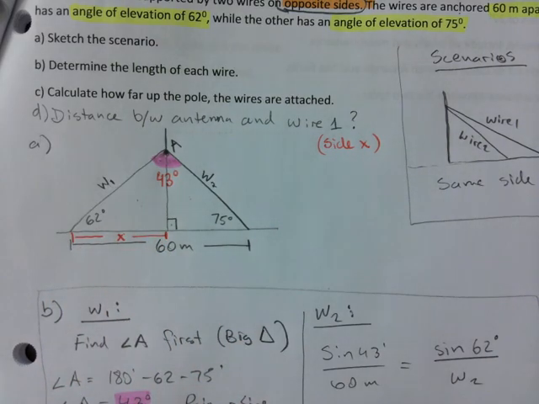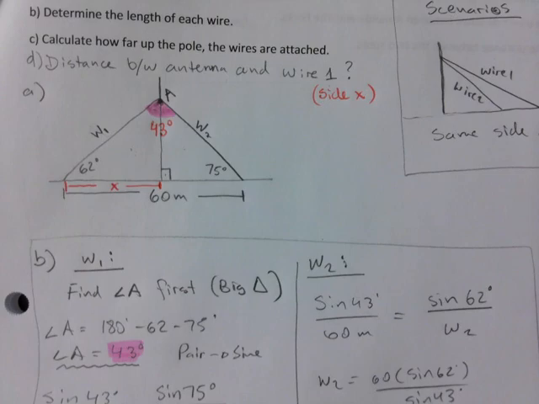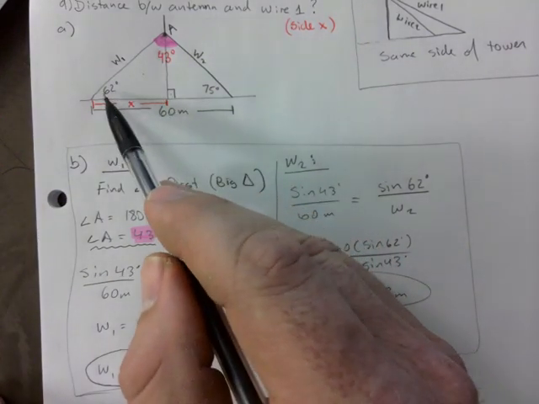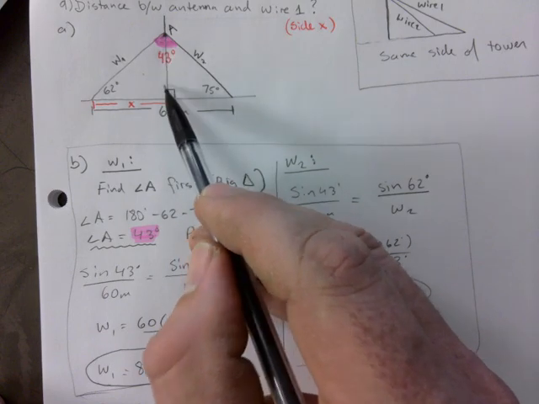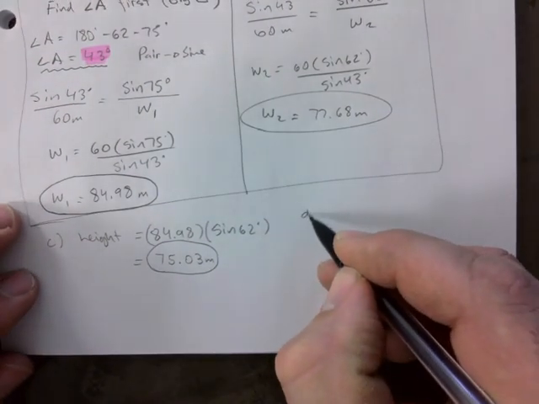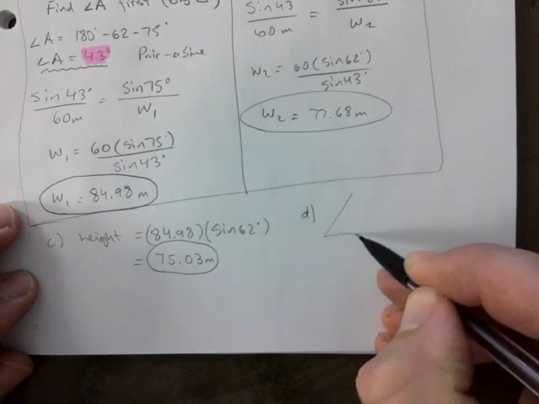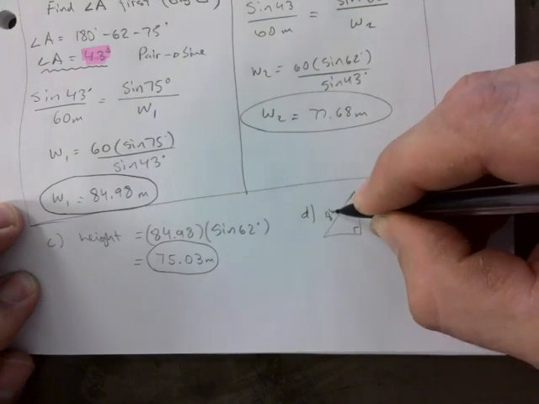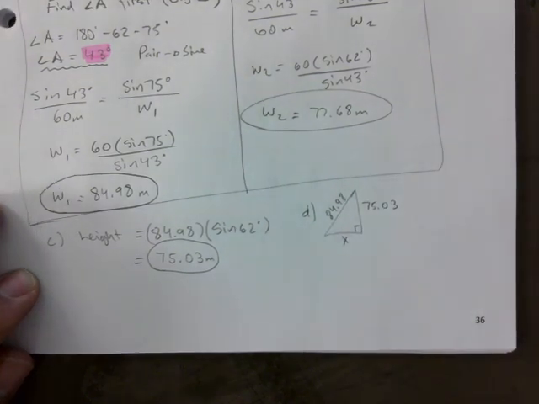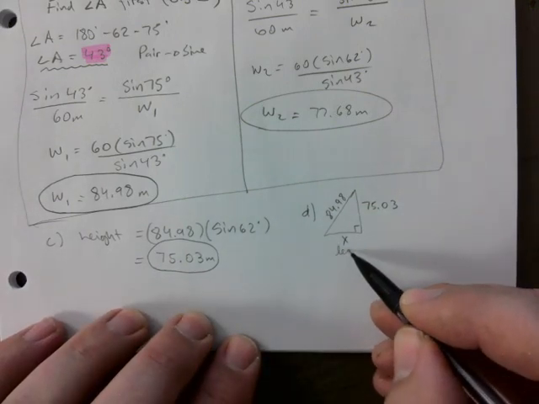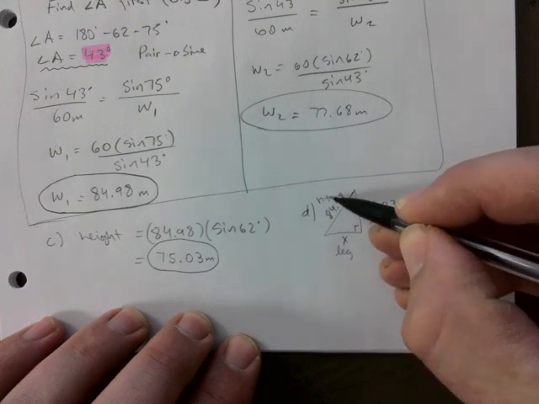The reason I'm doing this is to bring in Pythagorean theorem there. So let's solve for that, because if you think about it, this is a right triangle. We know wire 1, we know the height of this triangle, so we have 2 out of the 3 sides. So let's do that here. D, I'm going to make a little sketch here. This is 75.03. This is 84.98, and this is X. This is leg, hypotenuse. Hypotenuse is always across the 90, okay?